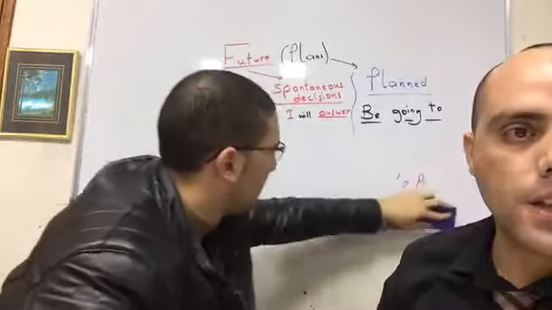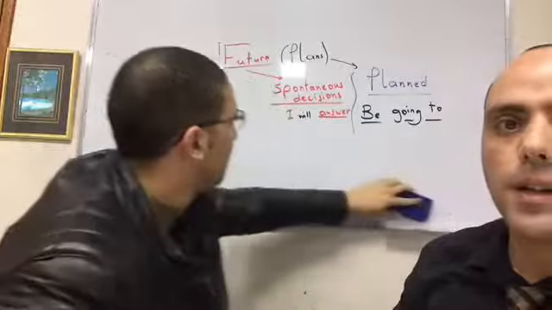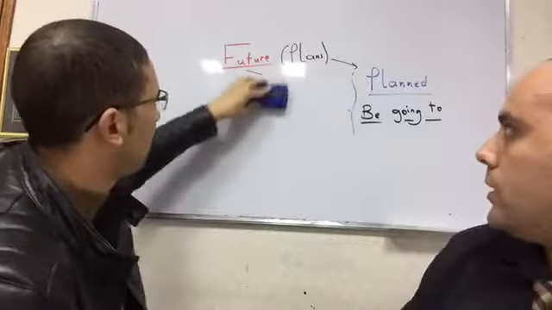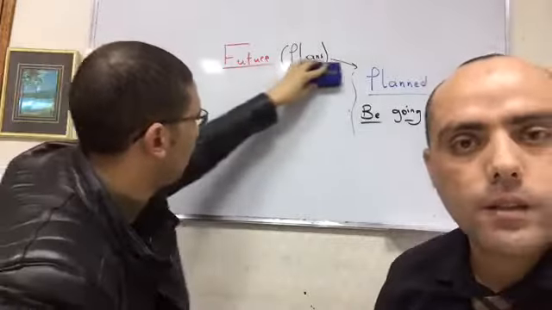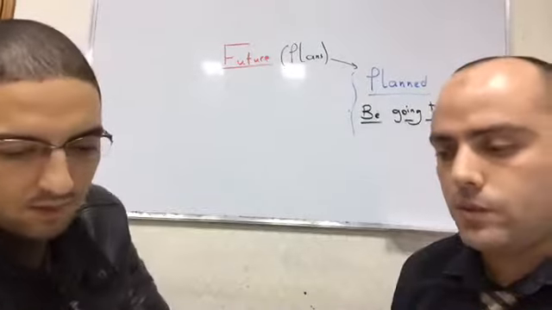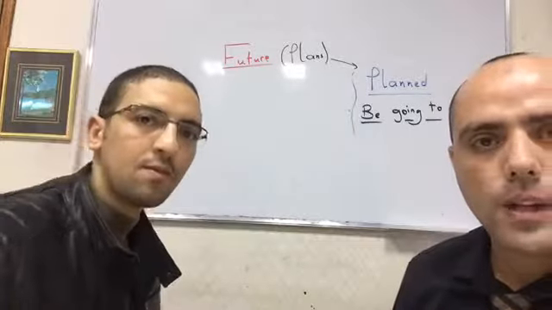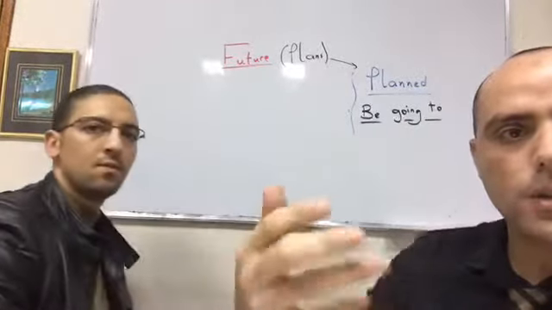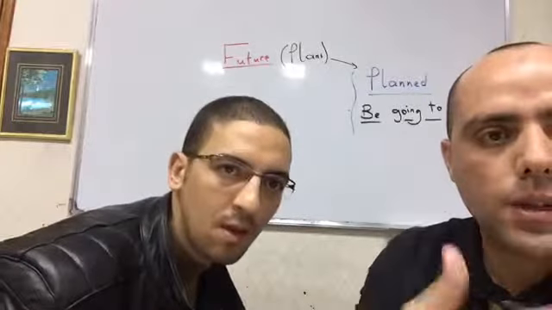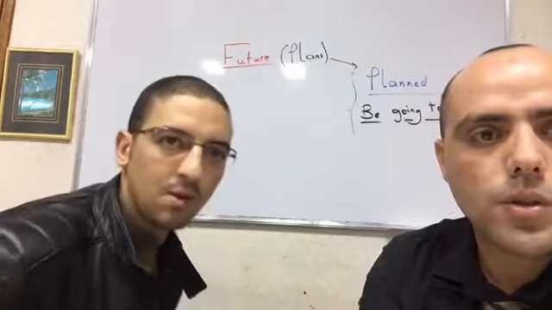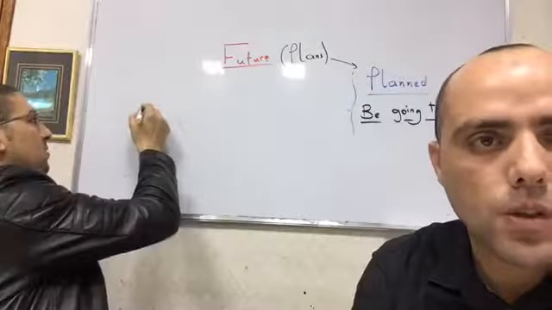Now it is the time for explaining more details about be going to. Yeah, the positive form and the negative forms and the question forms too. As we have been saying before, let me read your sentences about what you are going to do. Give us examples about what you are going to do.